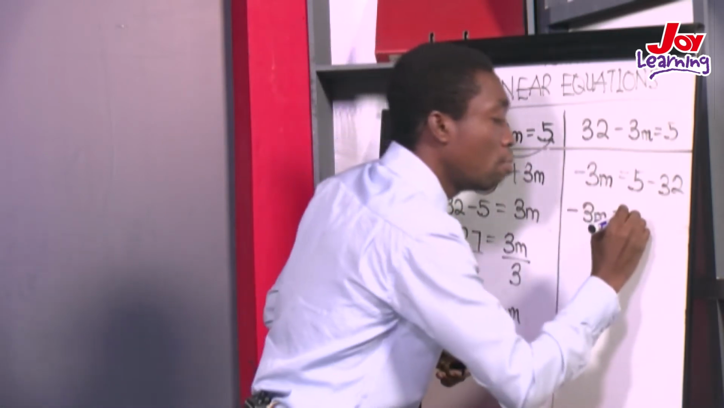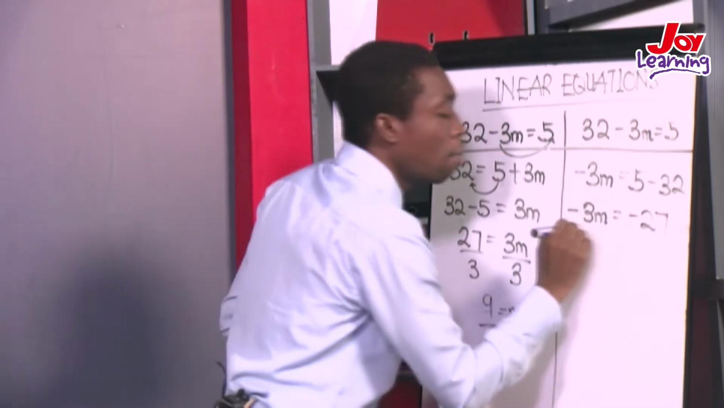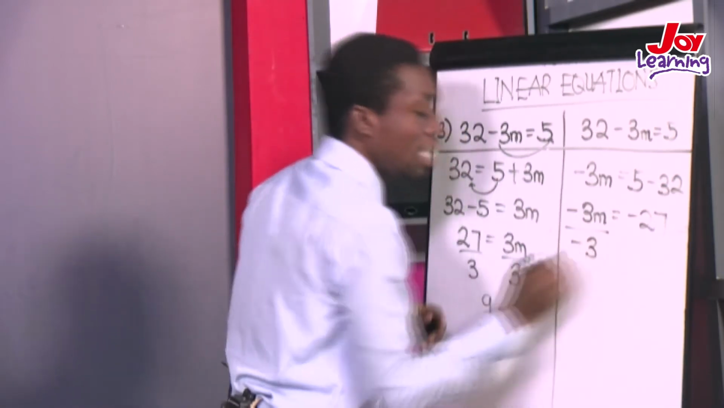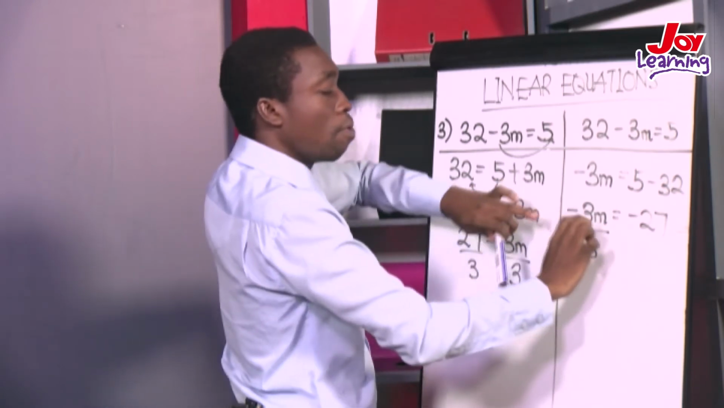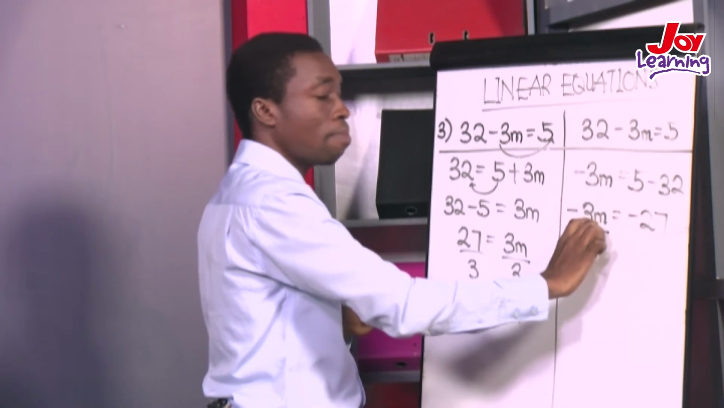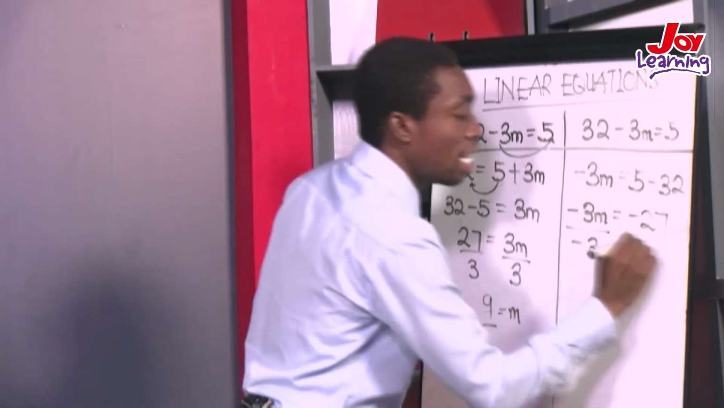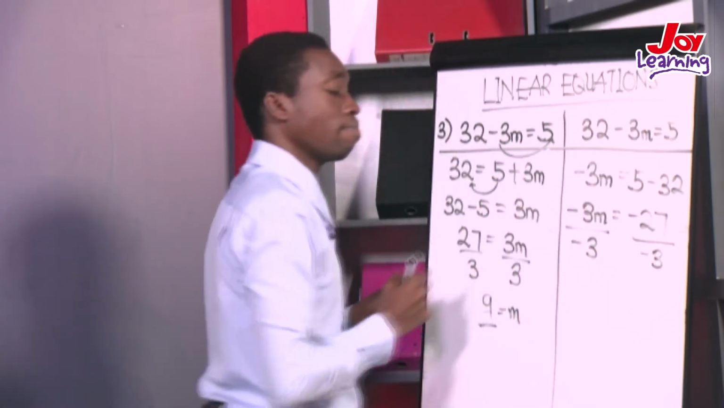So 5 minus 32, we have negative 27 for that. And at this point, we divide both sides by negative 3. Not just by 3, because we want m, we don't want negative m. If you divide both sides by 3, you end up having negative m, and that's not what we are looking for. We have to find m. So we divide both sides by negative 3 and negative 3.